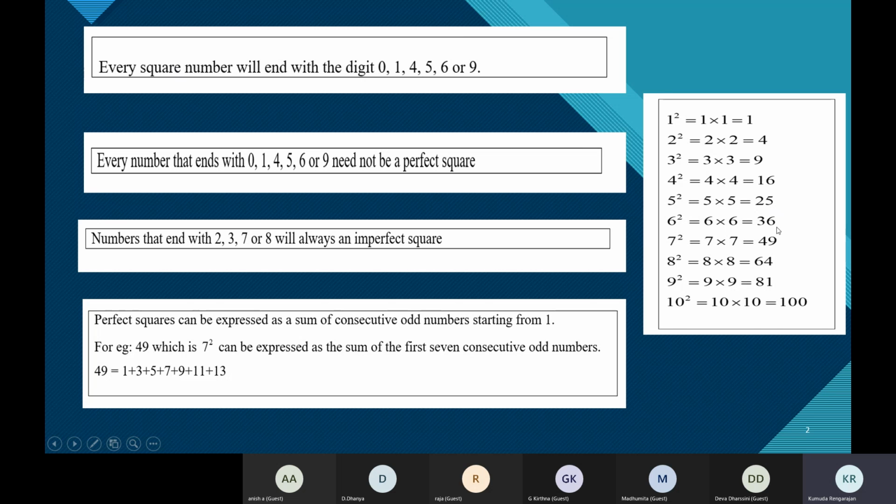Look at the digit in the units place of all these square numbers. It's either 0, 1, 4, 5, 6 or 9. See, 0, 1, you don't find 2 anywhere. You don't find 3 in the ones place. In the ones place, we don't see a 3 anywhere.